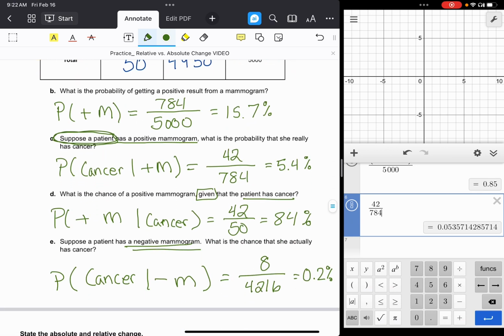Hopefully this helped you think through these testing tables and how we can use them to find probabilities.